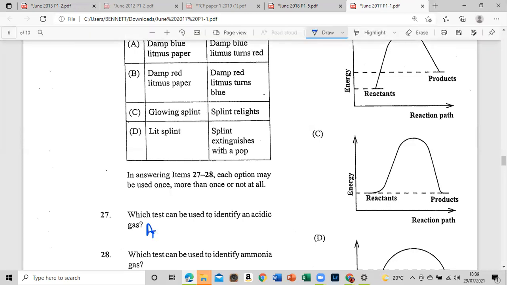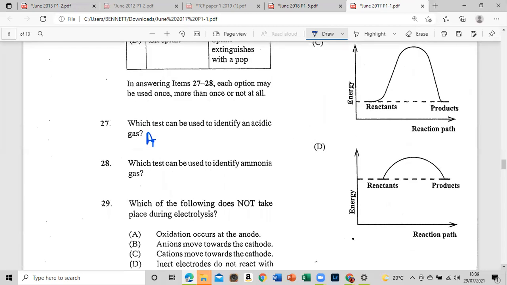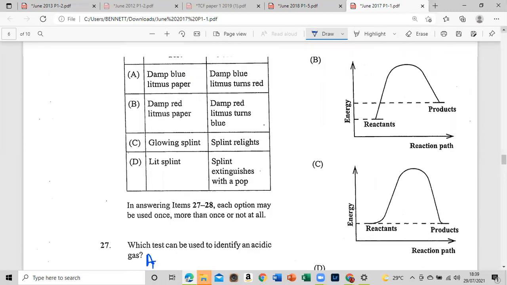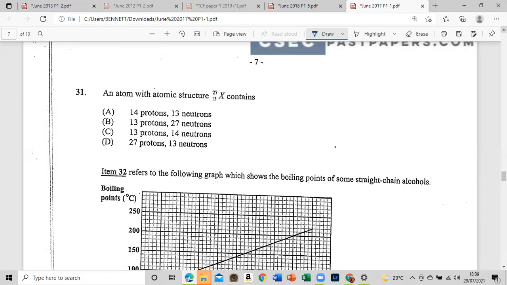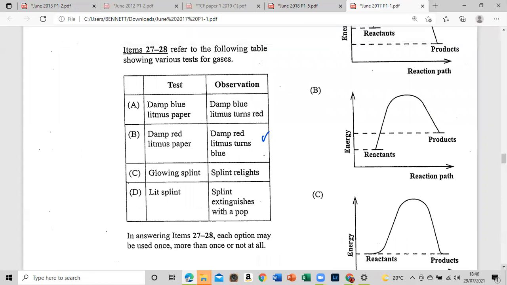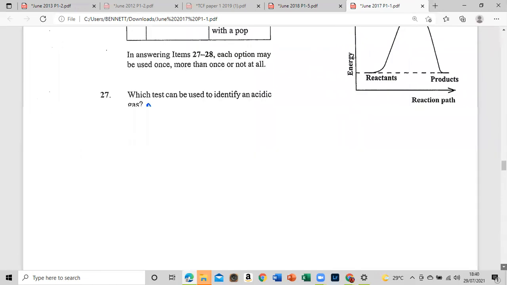Alright. Which test can be used to identify ammonia gas? Let's go back up there. Let's see what's happening for 28. And that is B. So 28 is B. Alright. Just write it so some people can see.